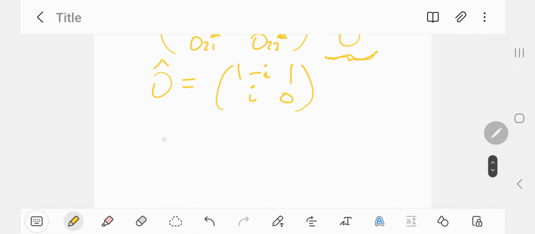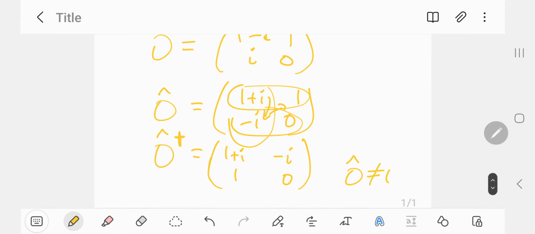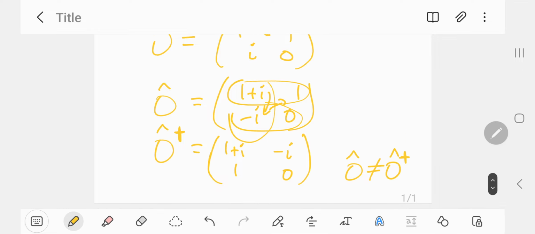Okay, so the first step is this. So therefore, the Hermitian adjoint is just swapping, so taking this to become a row and this to become a column. So 1 plus i, 1, and then the minus i goes up here, 0 right there. And in general, this shows also that operator O is typically not equal to its Hermitian adjoint.